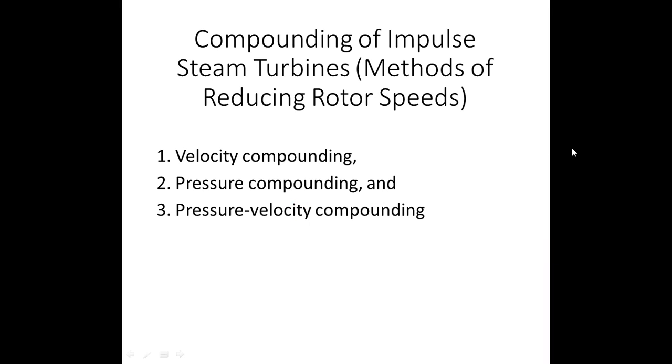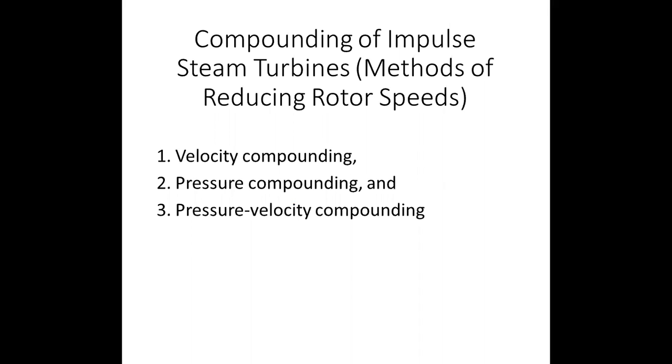So, compounding is the method of reducing rotor speed. In recent years, high pressure, especially 100 to 140 bar, and high temperature steam is used in power plants to increase their thermal efficiency.